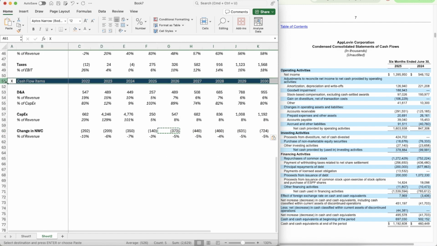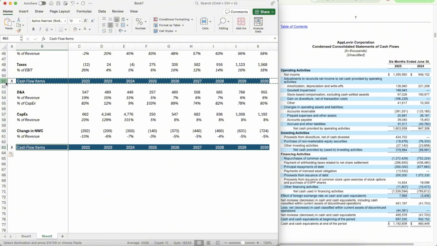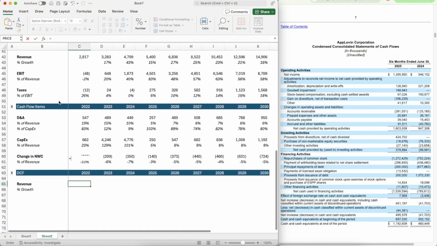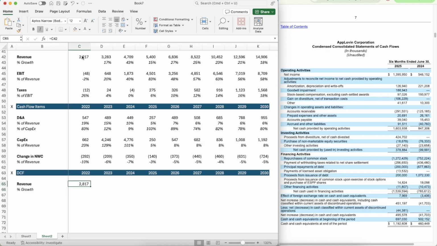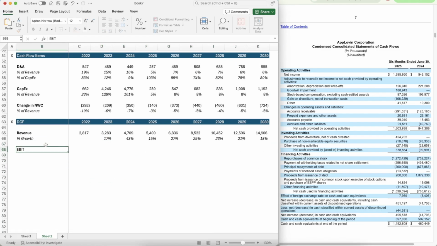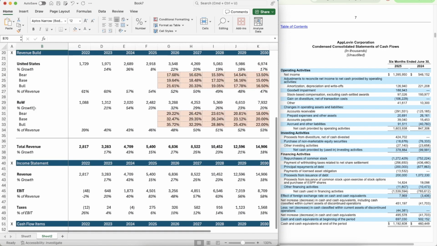Okay. Now we're actually building the DCF. So we pull revenue. No, sorry, revenue. And again, always make it equal to what we did before. There we go. Now, EBIT, we're going to build out our bull, base, and bear scenarios. But most of it we're just going to copy paste. Actually, let's pull this up.